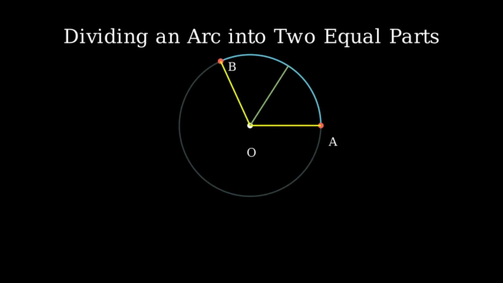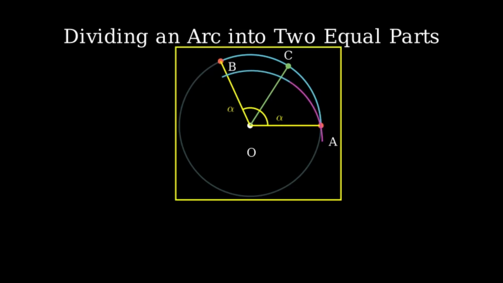Next, we'll construct the angle bisector of angle AOB. The angle bisector intersects our arc at point C. This divides our arc into 2 equal parts, arc AC and arc CB. Since the angle bisector divides angle AOB into two equal angles, angle AOC equals angle COB. Therefore, arc AC equals arc CB. And that's how we divide any arc into two equal parts using geometric construction.